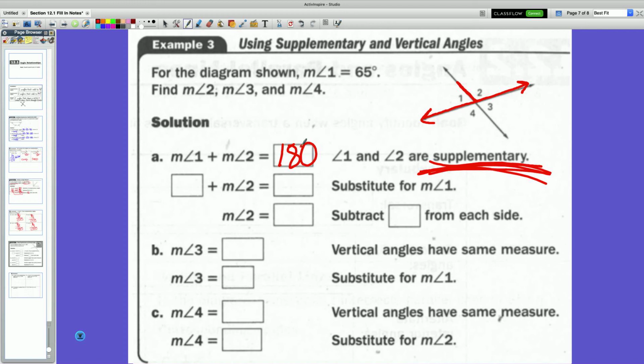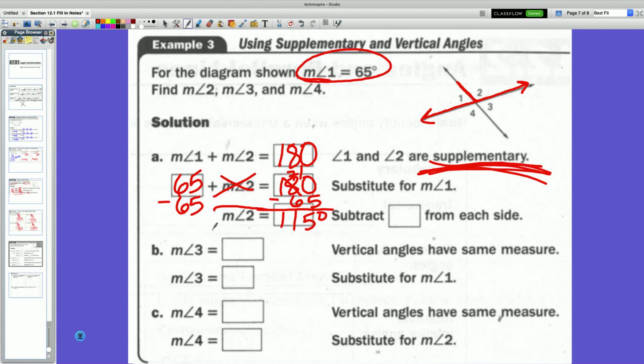So then it's a matter of plugging in the other number it gives me. It gives me that measure of angle 1 is 65. So I'm going to do 65 plus x equals 180. Subtract 65 from both sides. Borrow here. So I get 115 for measure of angle 2. I subtracted 65.